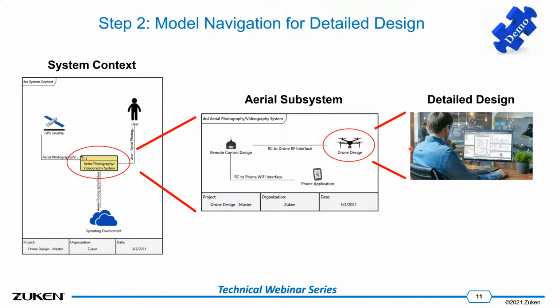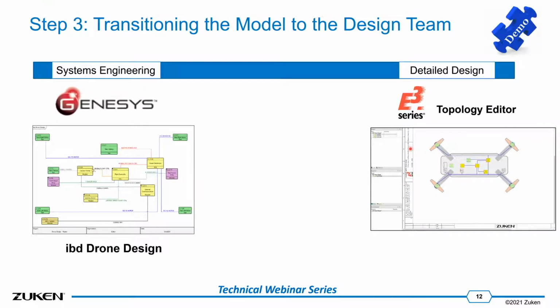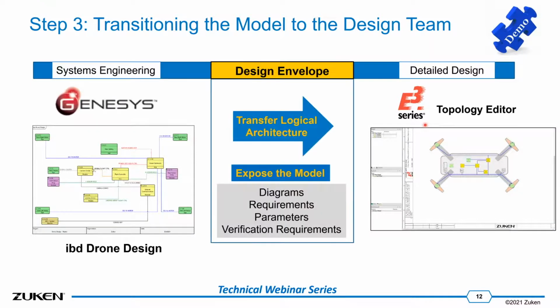And that brings us to the third part, or the third step, which was transitioning the model to the detailed design team. So the design envelope of the model needs to transition from systems engineering, which is in GENESYS, and pass that to detailed design. And we used Zuken's E3 series for that. And the final transition must not only talk about the logical architecture, but it also needs to replicate the hierarchy and the topology of the model.